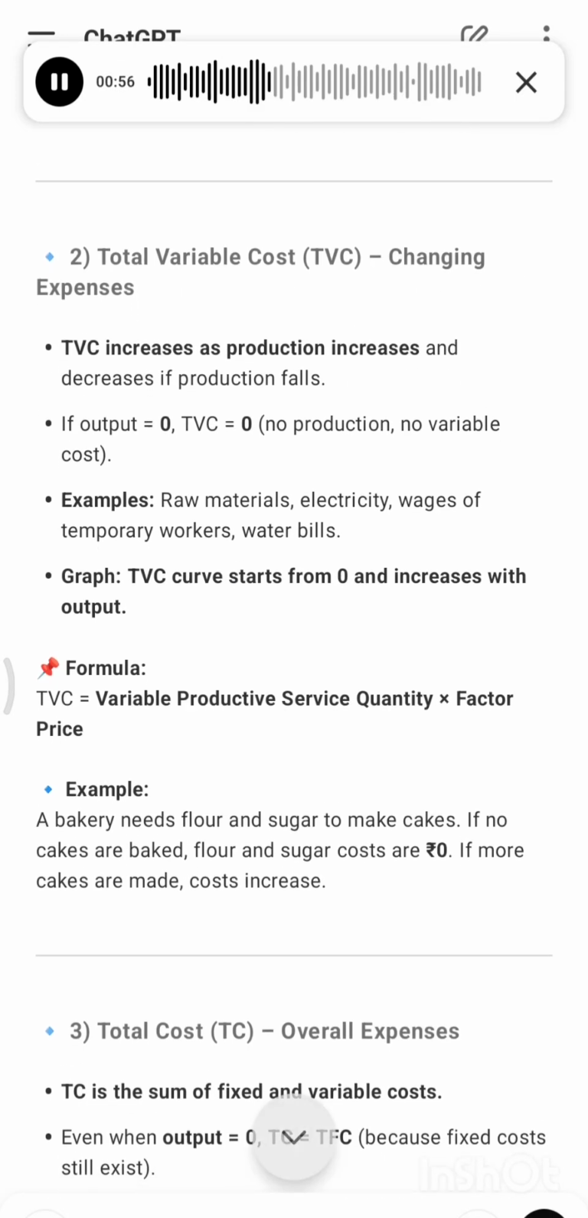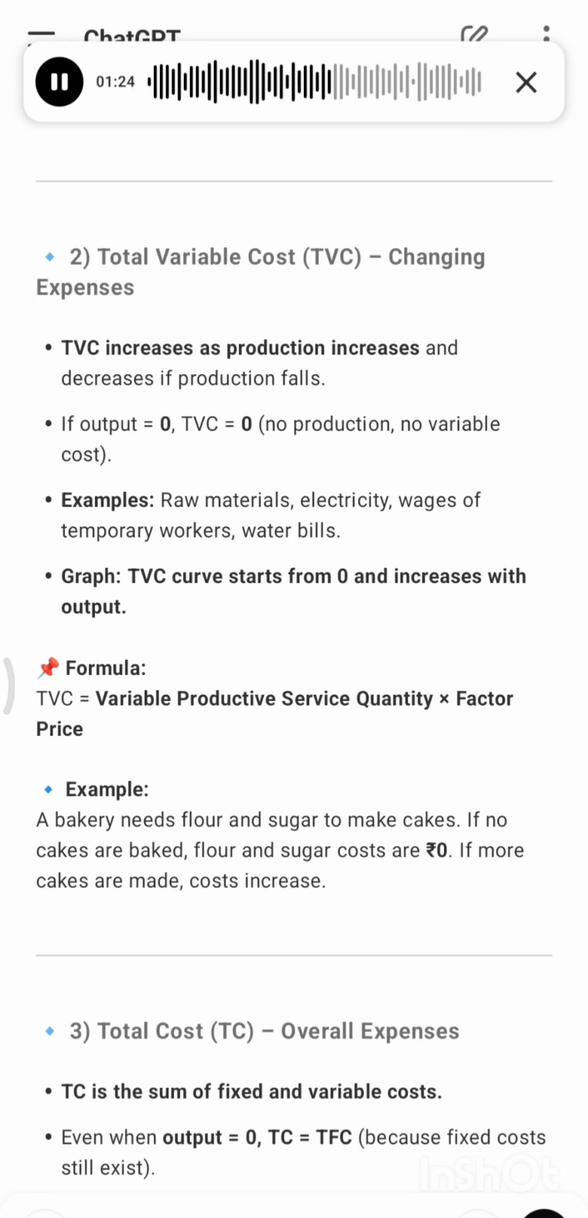2. Total variable cost, TVC. Changing expenses. TVC increases as production increases and decreases if production falls. If output equals 0, TVC equals 0, no production, no variable cost. Examples, raw materials, electricity, wages of temporary workers, water bills. Graph, TVC curve starts from 0 and increases with output. Formula, TVC equals variable productive service quantity times factor price.